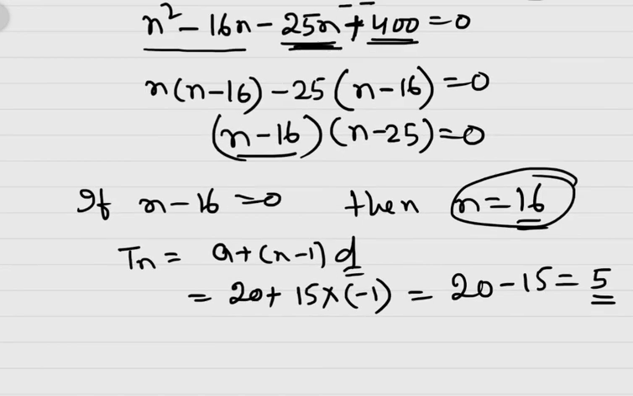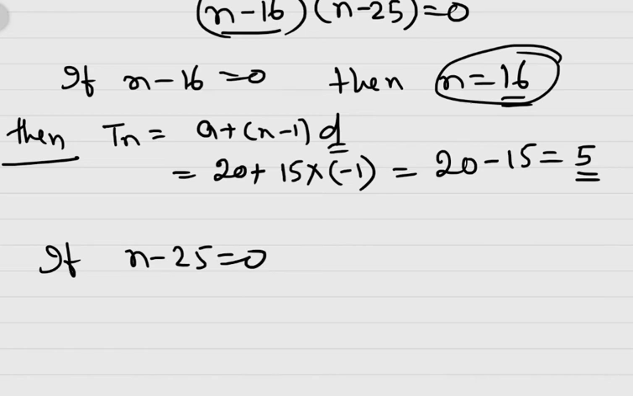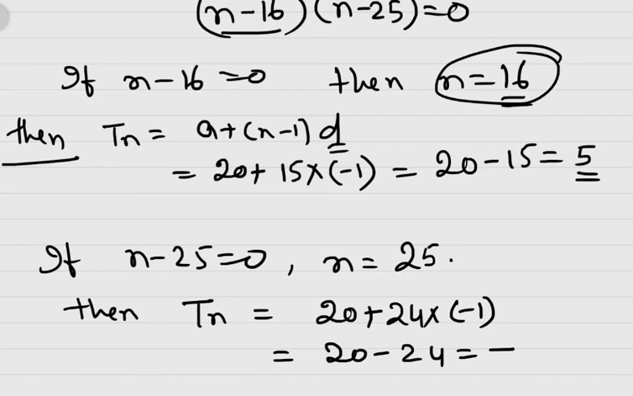Your last term, Tn, will be equal to 5, and number of terms will be equal to 16. Now if you are taking n minus 25 equal to 0, then what will happen? n will be equal to 25. Now in this case, what will be your last term, nth term? It will be equal to 20 plus, now 25 minus 1 is 24 into minus 1. So this will become 20 minus 24, that will be equal to minus 4.